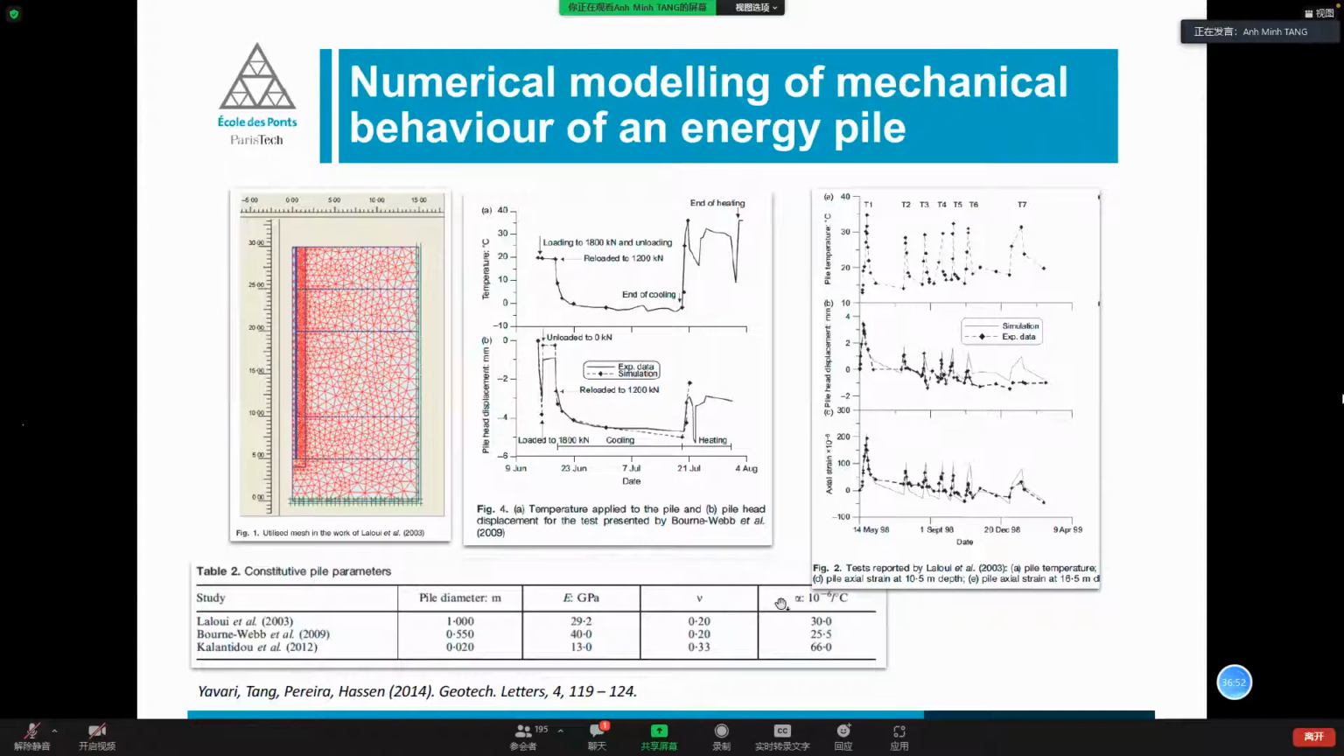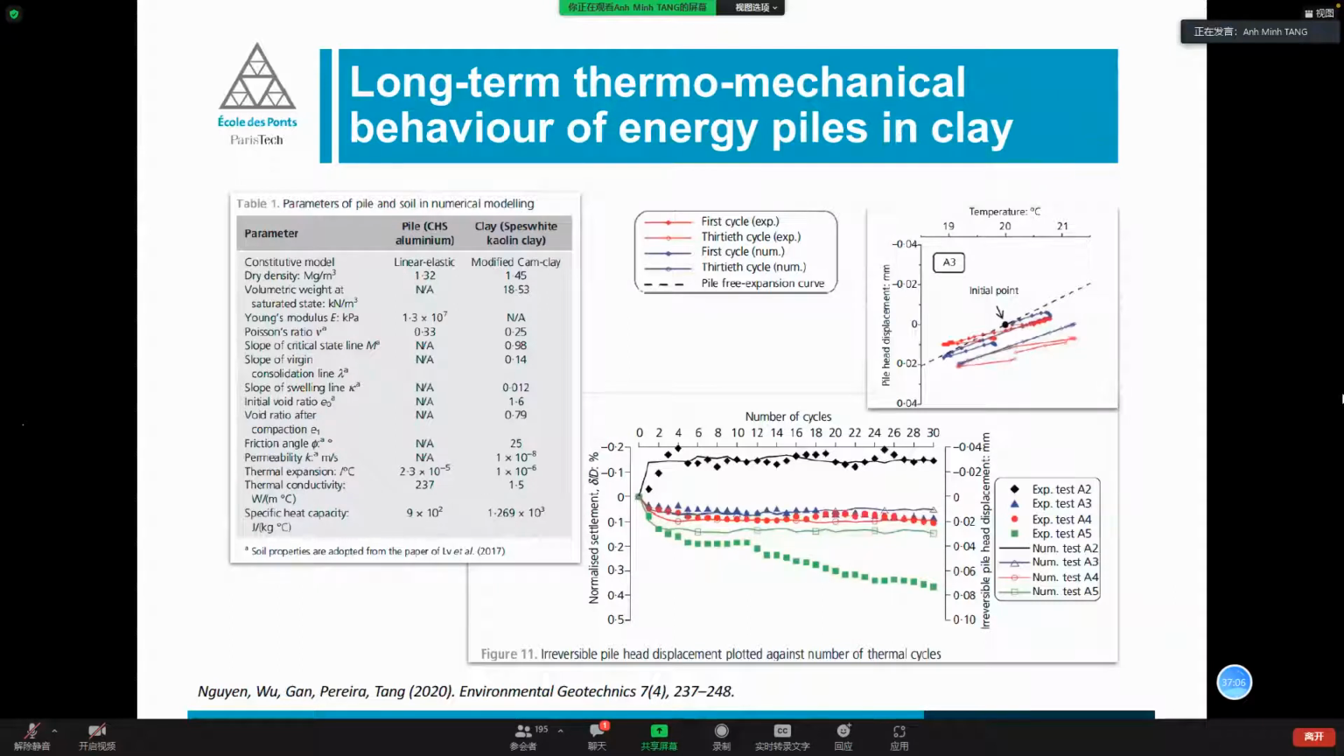So the main idea is that we use only the thermal expansion coefficient of the pile, and we ignore the effect of temperature on soil. Then we asked, but what would happen for clay? Because in saturated clay, maybe we have a pore pressure increase, maybe you have an effect of temperature on the shear strength, everything. So we also performed small scale tests on kaolin clay, saturated clay, and we obtained the same behavior. That means heating induced heave of the pile and cooling induced settlement.